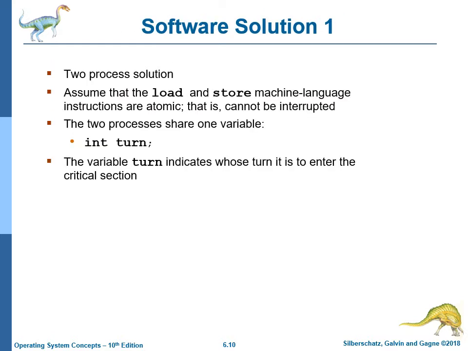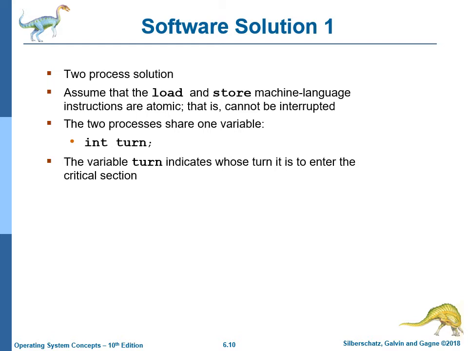So how do we find a solution? Solution pertama ialah menggunakan software solution. Okay, alright. So two-process solution ialah assume we have a load and store machine language instruction which is atomic. Atomic tu satu, and cannot be interrupted. So the two processes share one variable, contohnya int turn tu. The variable turn will indicate whose turn it is to enter the critical section.